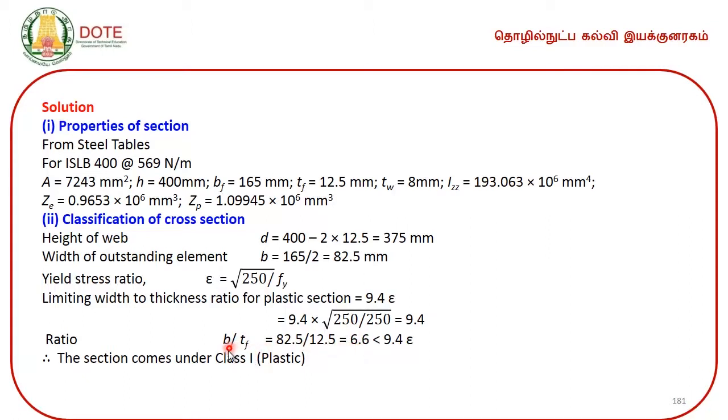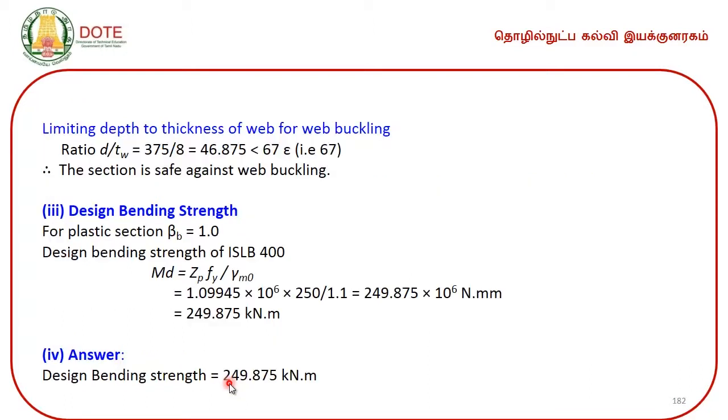Since the breadth to thickness ratio is less than the value given in the code, 9.4 epsilon for class 1 section, the section is classified as class 1 section or plastic section. And limiting depth to thickness of web, for web buckling we have to check this ratio, that is the ratio between depth to the thickness of the web. Here we have to take the depth 375 and the thickness is 8. So, it comes around 46.875, which is less than the 67 epsilon. Therefore, the section is safe against web buckling.